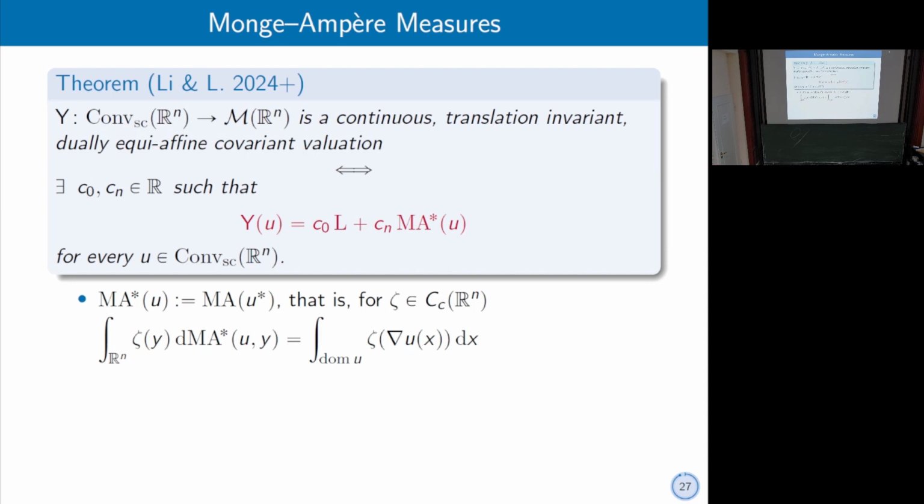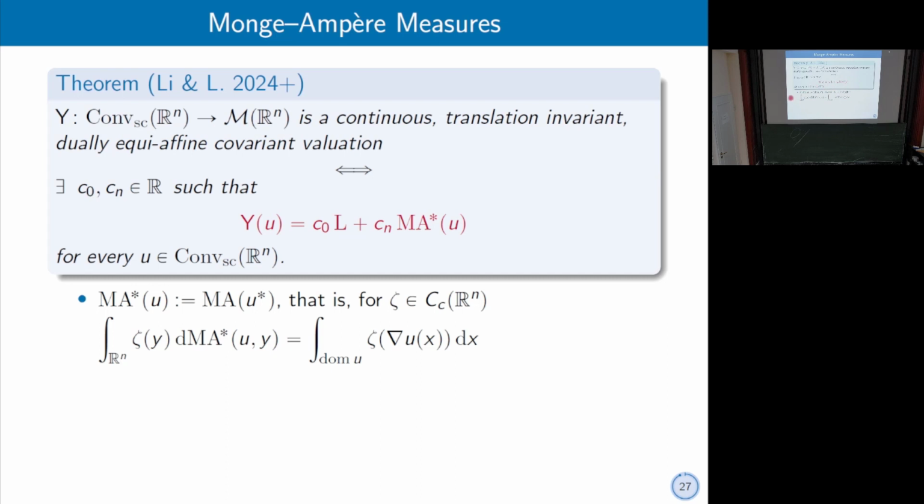So if you now look at functions on super coercive convex functions, and you have to put a dual in front of every word, translation invariant becomes dually translation invariant, equiaffine covariant becomes dually equiaffine covariant, and you can imagine what it means. Then you have the same thing for the dual of this Monge-Ampere measure. This is defined as before.